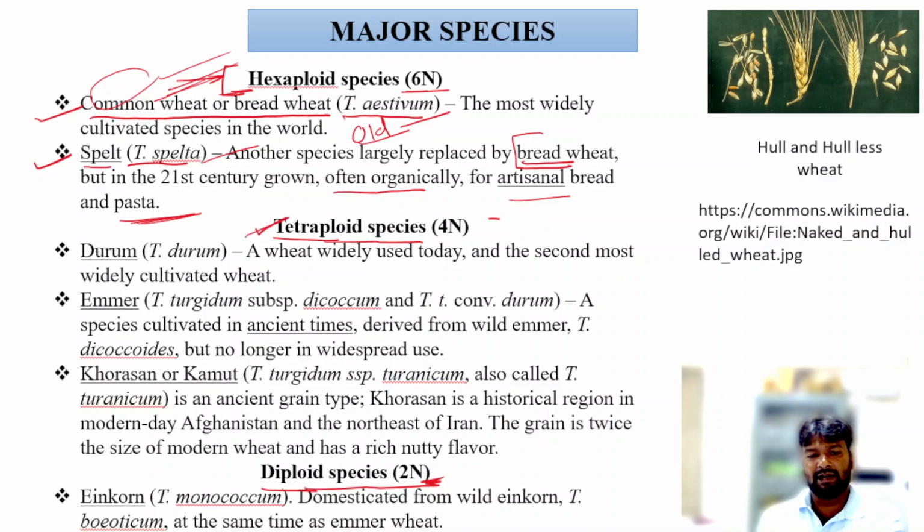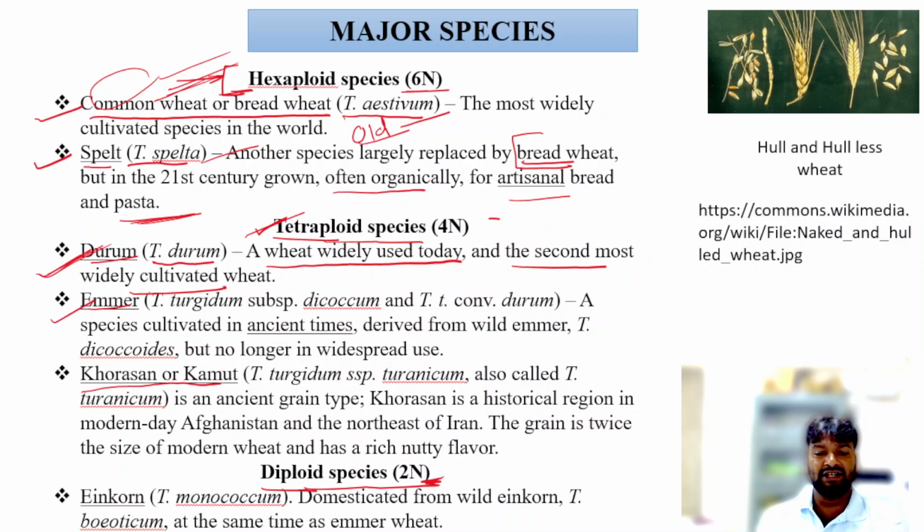Now come to the tetraploids. In the tetraploid there are three types, that is durum wheat, emmer wheat, and Khorasan or Kamut wheat. Durum wheat is Triticum durum, that is tetraploid, and this is also a widely used tetraploid and the second most widely cultivated wheat. After Triticum aestivum, Triticum durum is the most cultivated wheat.